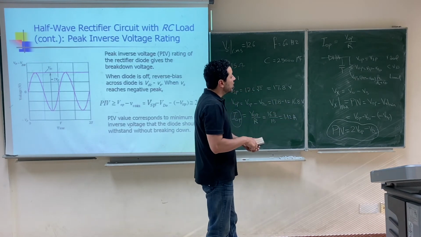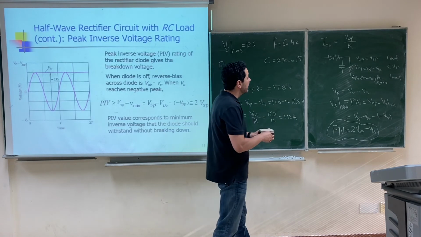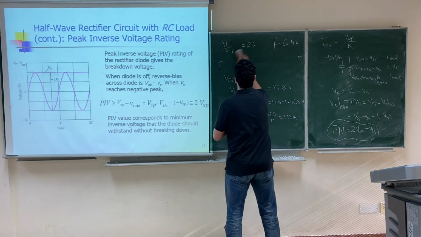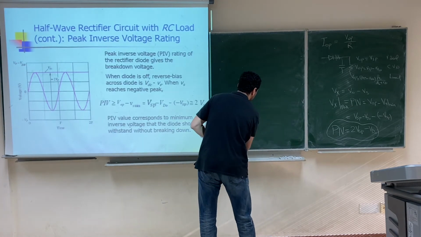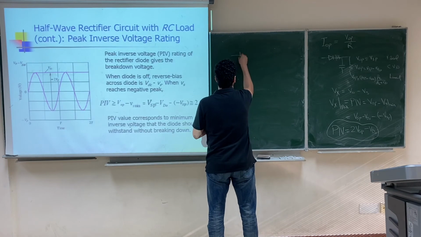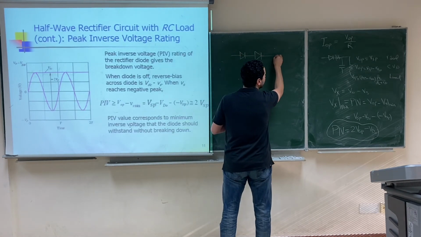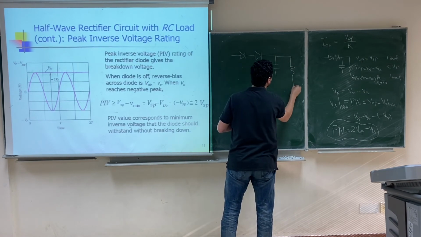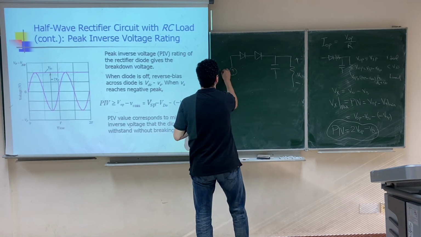Also in the future, we will get some circuits for the full wave rectifiers with 2 diodes in the path between V output peak and Vs peak. If we have 2 diodes, then this is V output, this is Vs.